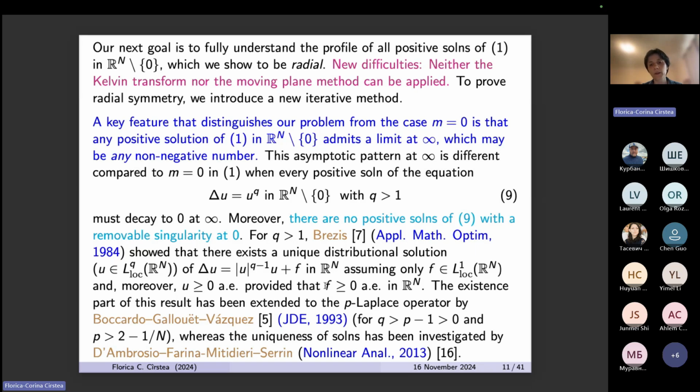And moreover, if f is greater than or equal to 0 almost everywhere in Rn, then u is also greater than or equal to 0 almost everywhere. The existence part was extended to the p-Laplace operator by Boccardo, Gallouët, Vázquez in 1993 for q greater than p minus 1 and p greater than 1. And the uniqueness issue of Brezis' paper has been investigated by D'Ambrosio, Farina, Mitidieri, Serrin in 2013.